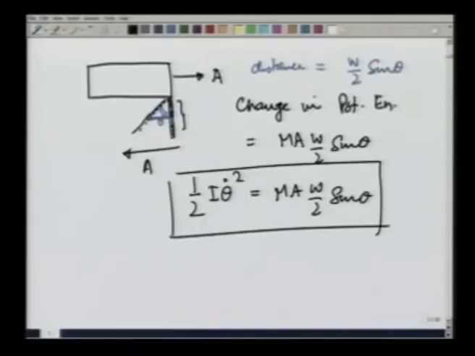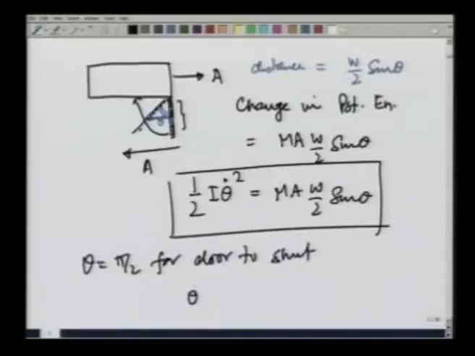By the time the door shuts, that is, it comes all the way back, then theta equals pi by 2 for the door to shut. So, it shuts at a speed theta dot square, which is equal to 2 m a w over 2 I, 2 cancels, equals m a w over I.